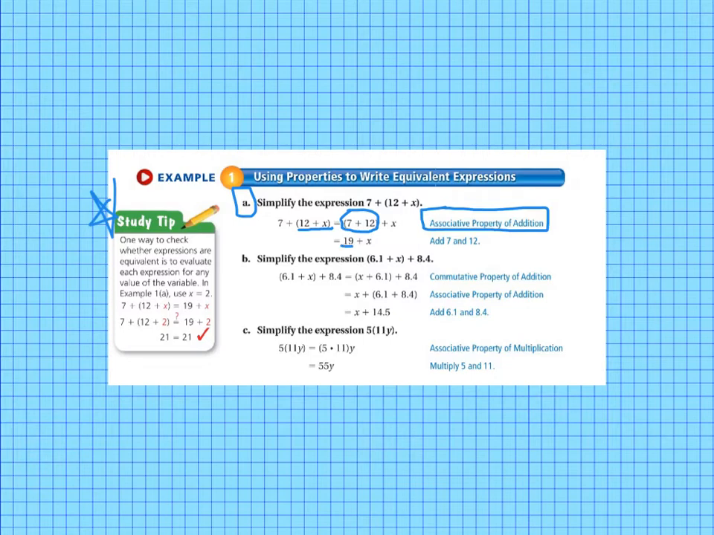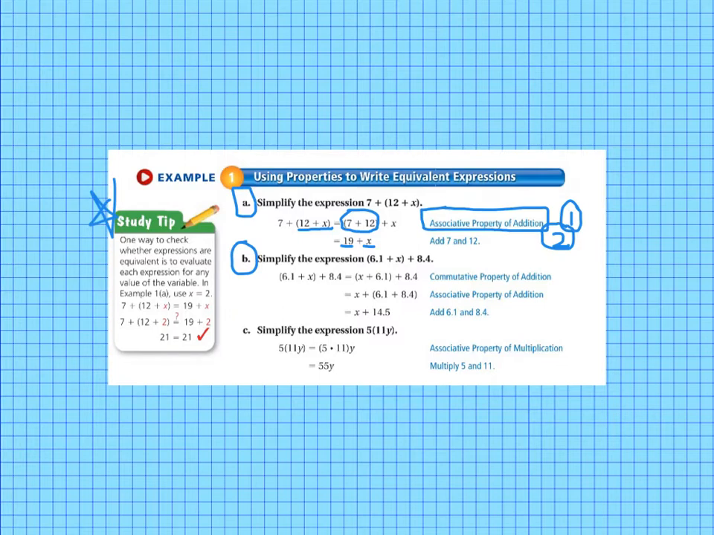So 7 plus 12 is 19, and then you're going to add that x. So we end up with a simplified expression of 19 plus x. Our step 1 was we used the associative property of addition, and our step 2 was we added 7 and 12. Now remember, you can't add a constant and a variable. They stay as addition, and that is as simplified as that gets. Then we're going to check out letter B.